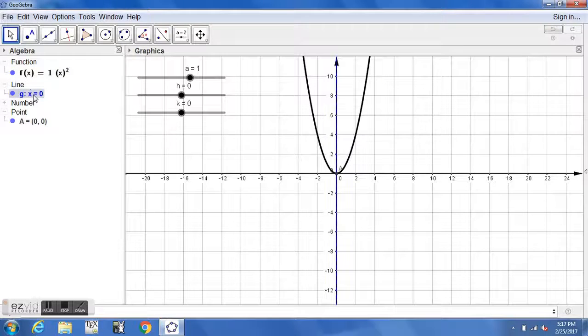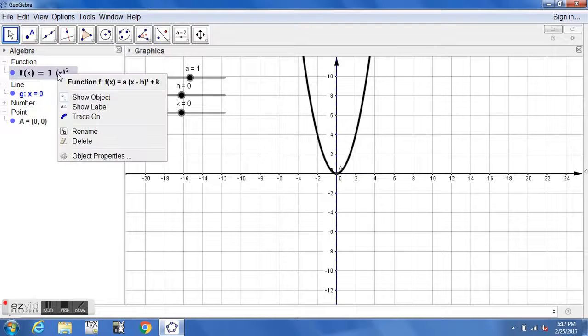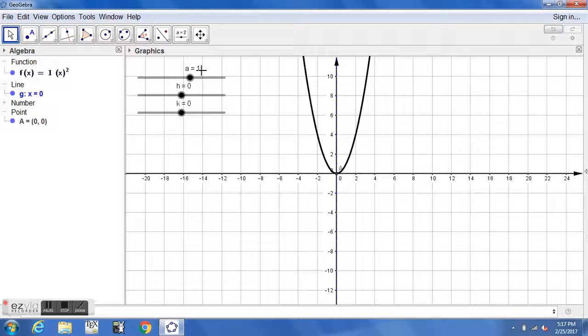Right below here I have a line, x equals 0. That's going to be my axis of symmetry. And my point right here, point A, is going to be my vertex. What's nice about having this in vertex form is we know from h and k what the vertex is just by looking at the equation. But let's look at transformations as they happen. Let's move each one of these little sliders, a, h, and k, and see what actually happens to the graph.